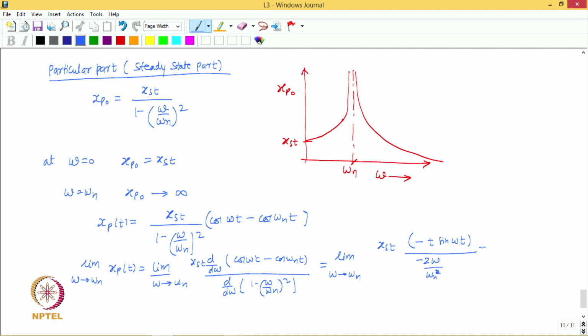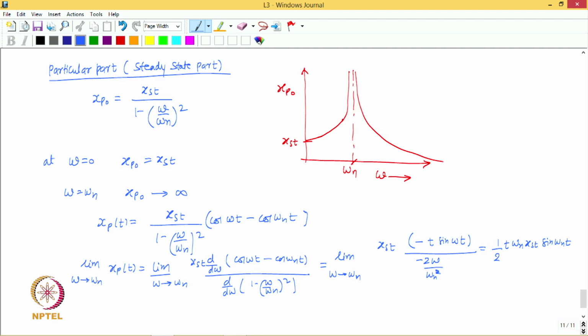And that simplifies to, now what do I get? If I take the limit now, omega tending to omega n, then I would get half omega n t x static sine omega n t. That is what I get as the limit of x p t as omega tends to omega n. So we see that the response amplitude builds in proportion to time.